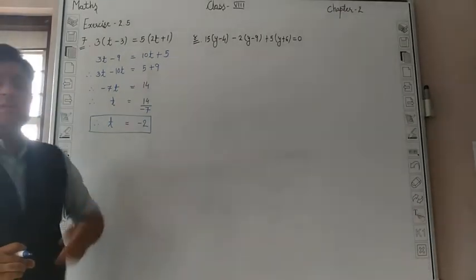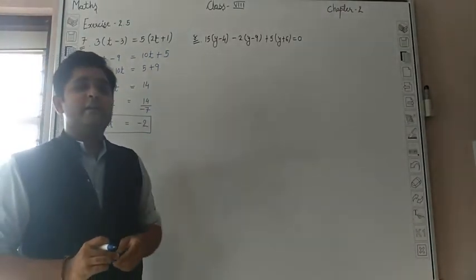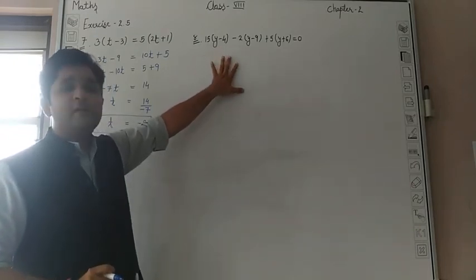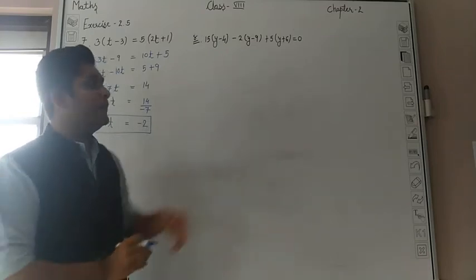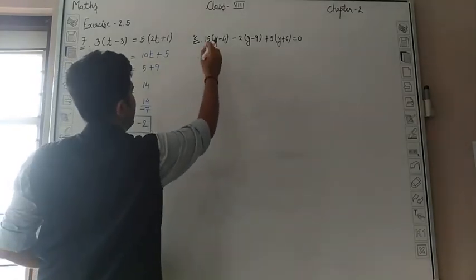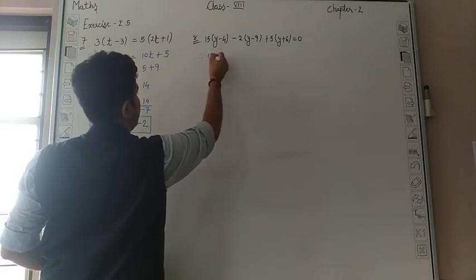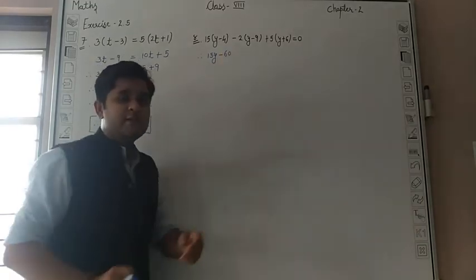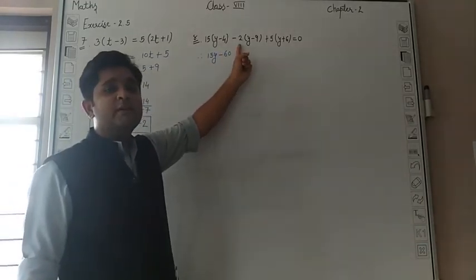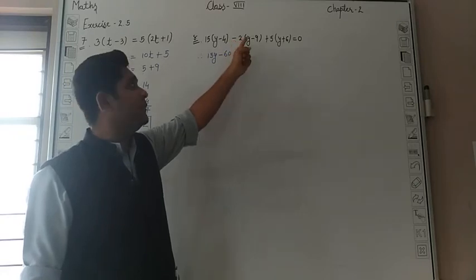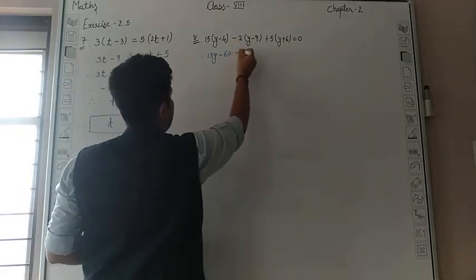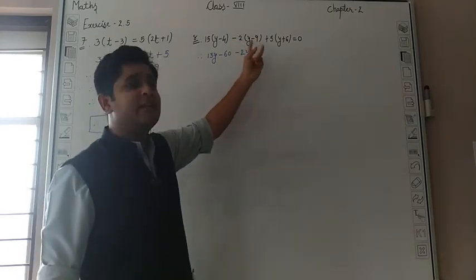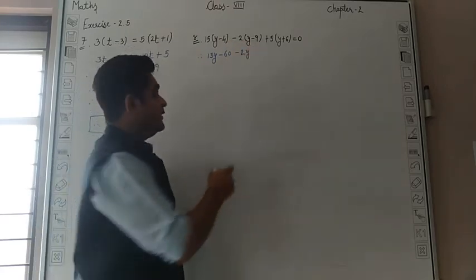Now let me see question number 8. In question number 8, the variable is y. First of all, let me remove all the brackets. So let me start. 15 multiplied by y is 15y, minus 15 times 4 is 60. Now here 2 is there, not only 2 but minus 2 is there. So minus 2 is multiplied with y, so minus 2y, and minus 2 is multiplied with minus 9, so 2 times 9 is 18, and minus minus becomes plus 18.